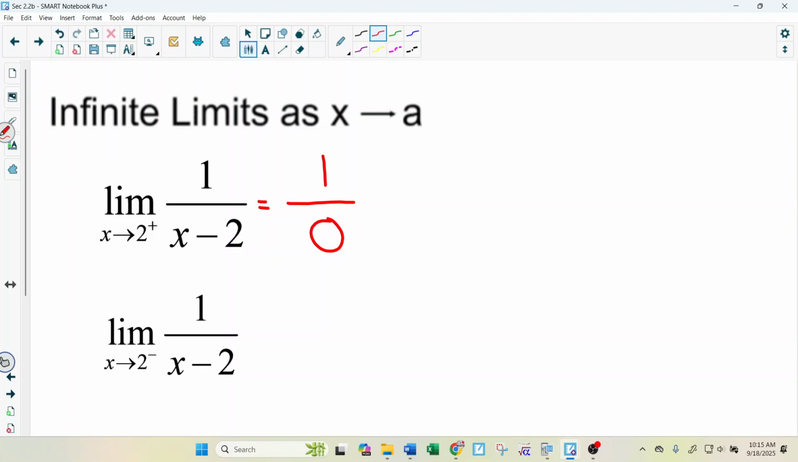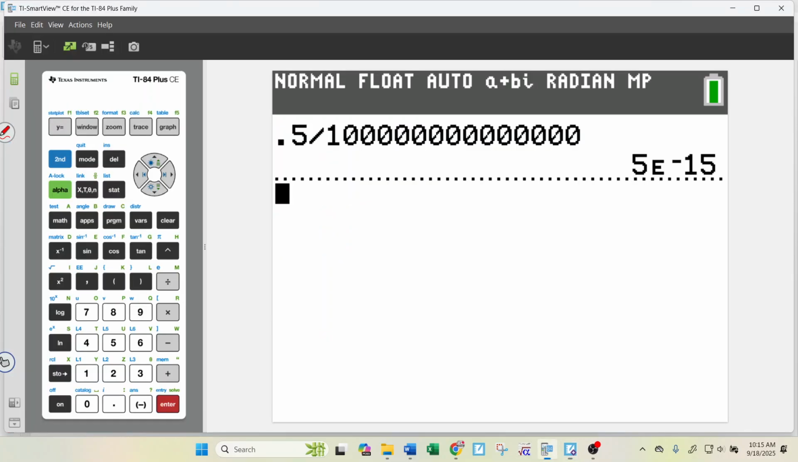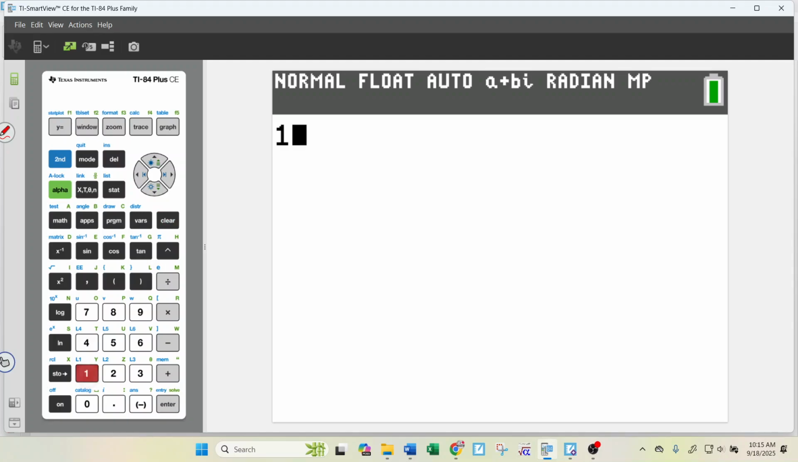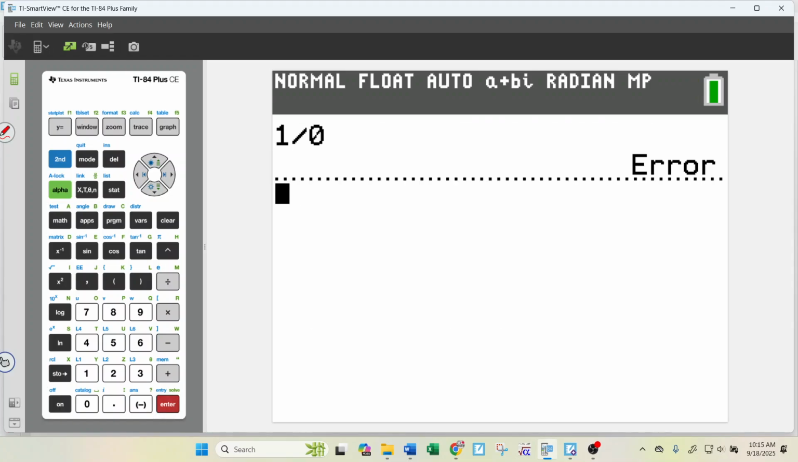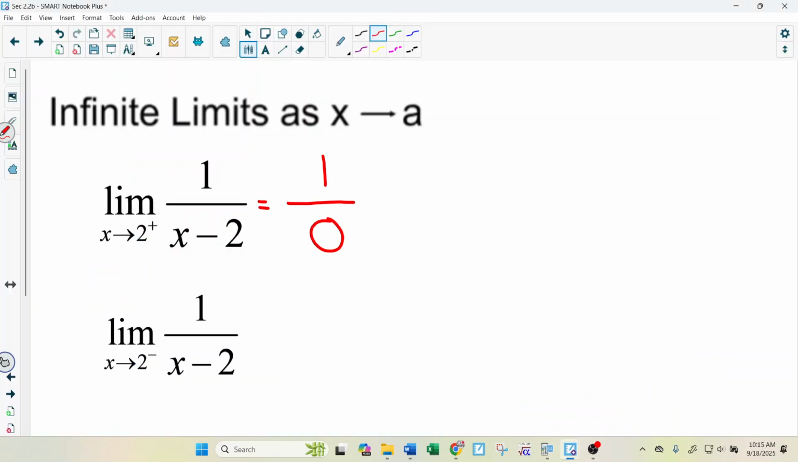Well, let's go back to our calculator for a second. What would happen if I did 1 divided by 0? You guys are smart enough, you've done this long enough to know, can you divide by 0? No. You're going to get an error. Okay? Now, let's back up for a second, and understand our limits.